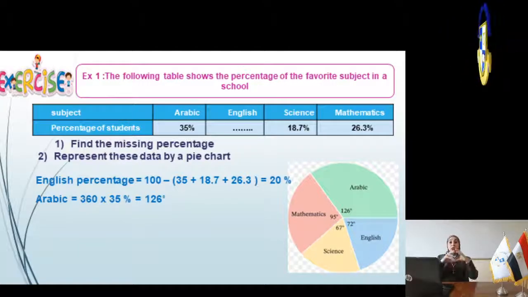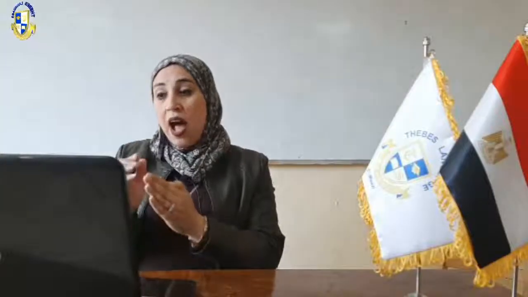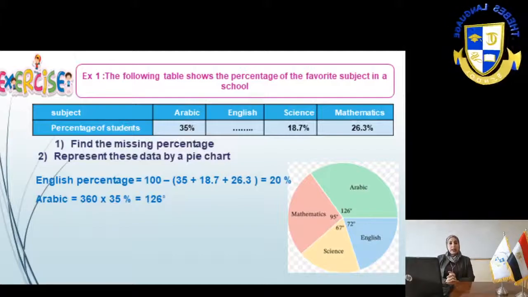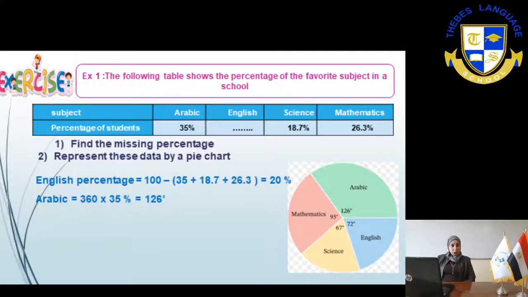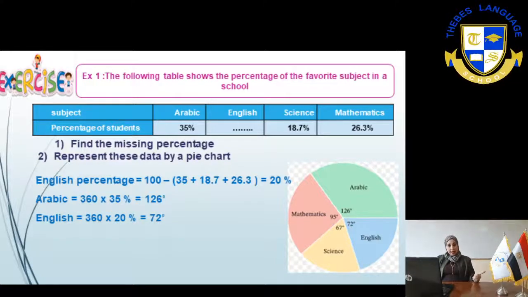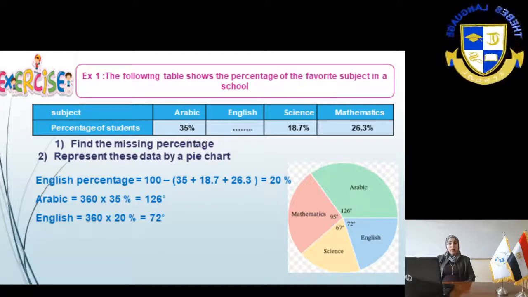It means the total of the angles, 360, I'll multiply by the percentage of this subject exactly. It will give me the central angle, which is 126. After having this angle, I'll use our protractor to draw it, or to divide the circle into parts. The first part will be 126 degrees. For English, it will be 360 multiplied by 20%, which we just calculated, equals 72 degrees.